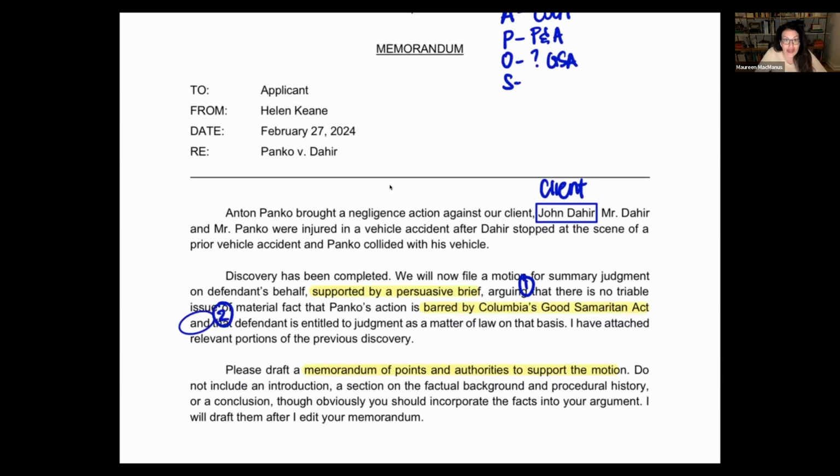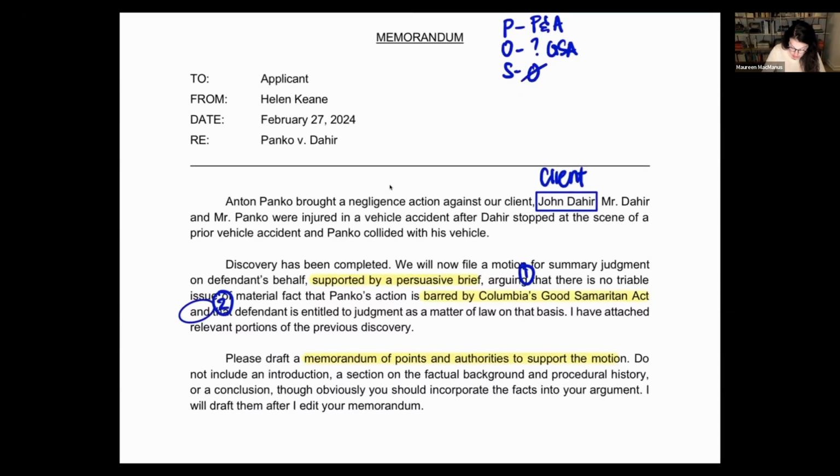The reason I don't organize it this way is because that's just stating the standard for an MSJ. And you want to argue that there is no triable issue of material fact for each element, for each issue under the Good Samaritan Act. So it's just slightly different. When they give you a standard for a motion, you want to constantly show there's no triable issue of material fact for each legal issue. So I'm going to organize by the GSA, special instructions, no intro, statement of facts, or conclusion.